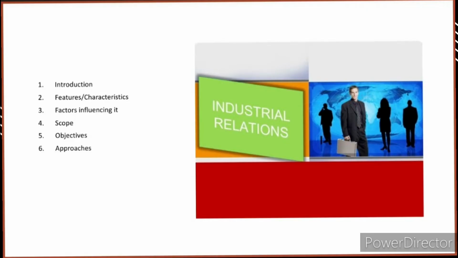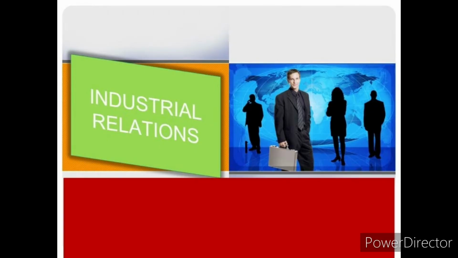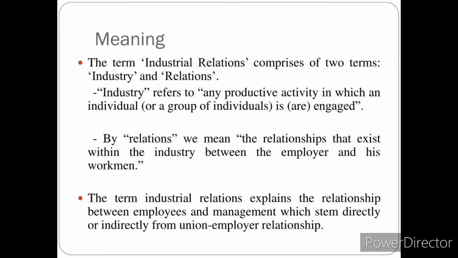This is Annapurna. Today we are going to see all about industrial relation systems in this video. Industrial relations is of two words, industry and relations. We all know industry is a productive activity in which individuals or a group of individuals are engaged. Relations means nothing but the relation between the industry and the employer. Thus, the industrial relationship refers to the relationship which exists among the employees and the management.